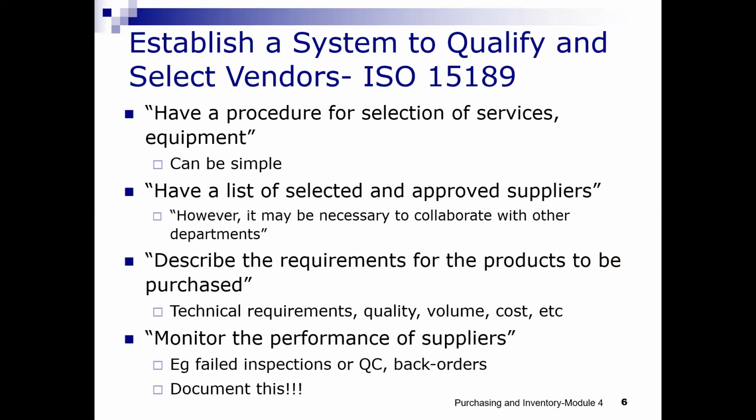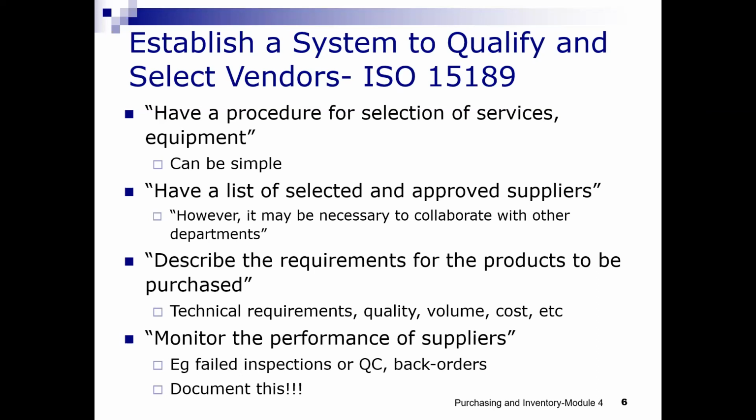You should have a list of selected and approved suppliers. So that does speak to the fact that you may have to buy from multiple different suppliers, and you may end up in a situation where one supplier has a shortage. They do add this little phrase in, however: it may be necessary to collaborate with other departments, referring to the fact that suppliers sometimes do have limits. They may have a back order, and so you may need to figure out other ways to get those supplies from another department or from another institution or something like that. And we'll talk a little bit about that later.